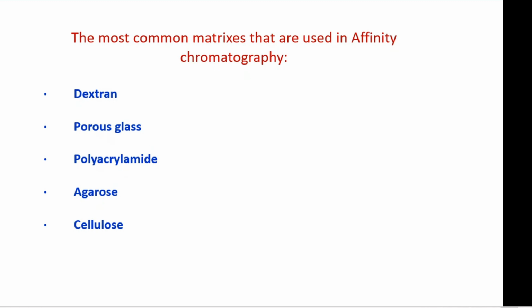What materials can be used to prepare the affinity chromatography column? To prepare the affinity chromatography column, we have different types of matrix materials available, like dextrans, porous glasses, polyacrylamides, agarose, and cellulose. All these chemicals will act as the column, or you can also say a matrix, right?